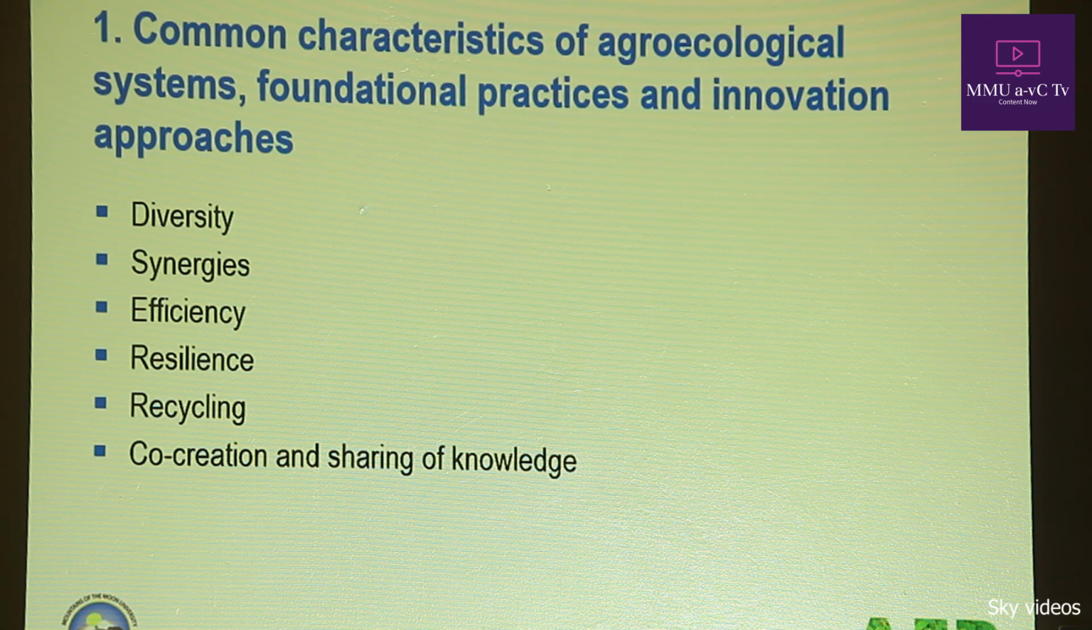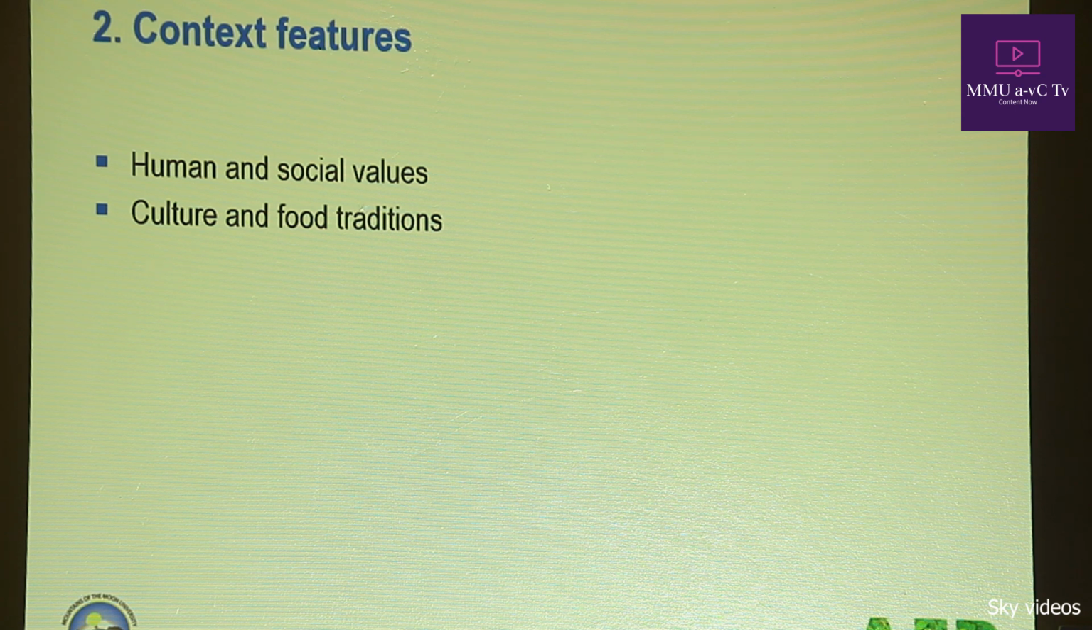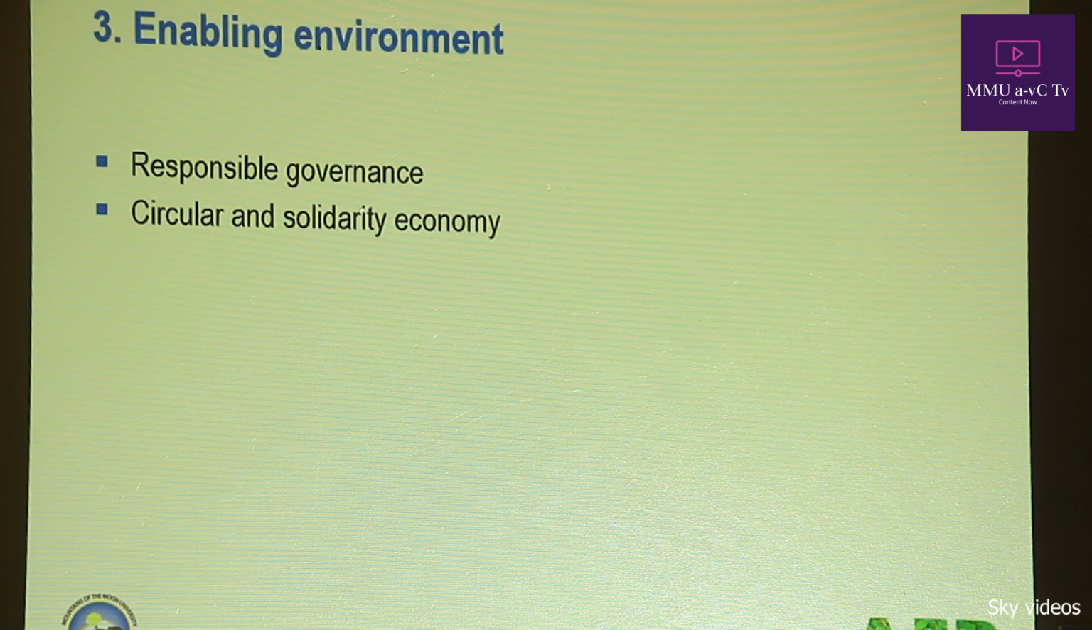Now, under common characteristics of agroecological systems, foundations, practices, and innovation approaches, we have the elements such as diversity, synergies, efficiency, resilience, recycling, co-creation, and sharing of knowledge. And then, under context features, we have the human and social values, we have the culture and food traditions, and under enabling environment, we have responsible governance and circular and solidarity economy.